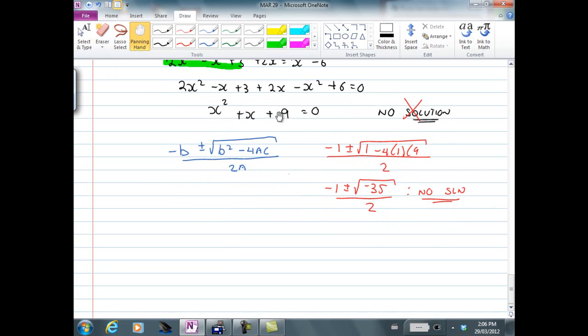So you're going to say, hey, Mr. Snow, why don't I just move this over? x squared plus x equals negative 9. And then you decide to square root the whole entire thing. The problem is when you square root the left side, how do you square root this part?